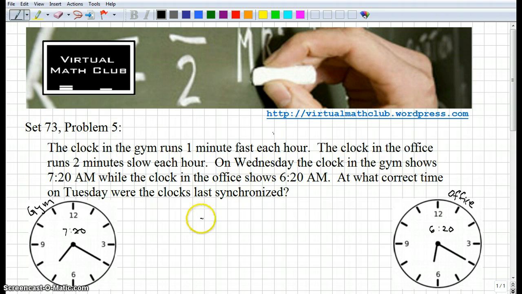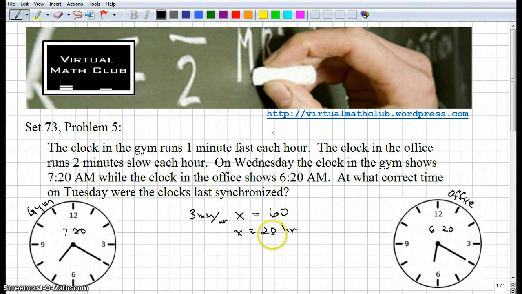The key to this problem is to recognize that these clocks are diverging by 3 minutes every hour. So 3 minutes per hour is the rate at which they're diverging. And so over x hours, they diverge by a whole hour, because the difference between 6:20 and 7:20 is 60 minutes. So how many hours does it take to diverge by 60 minutes if it's diverging by 3 minutes every hour? Well, that would be 20 hours.